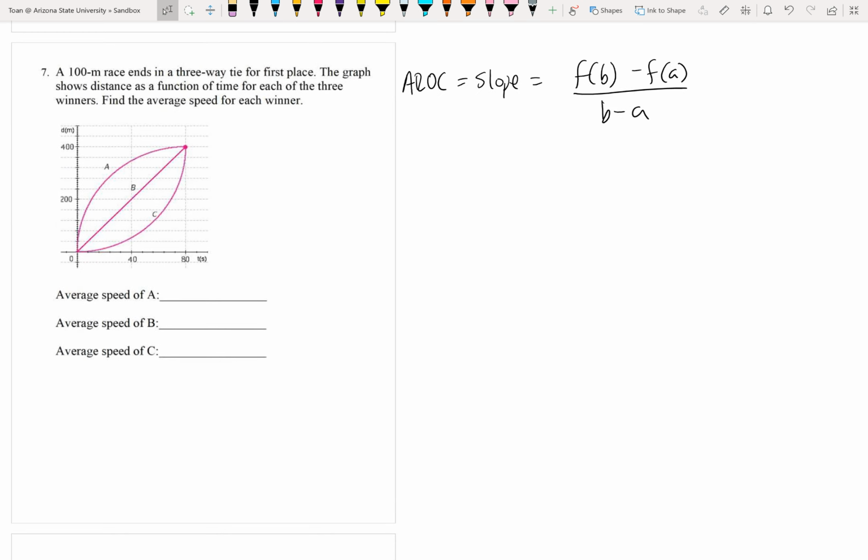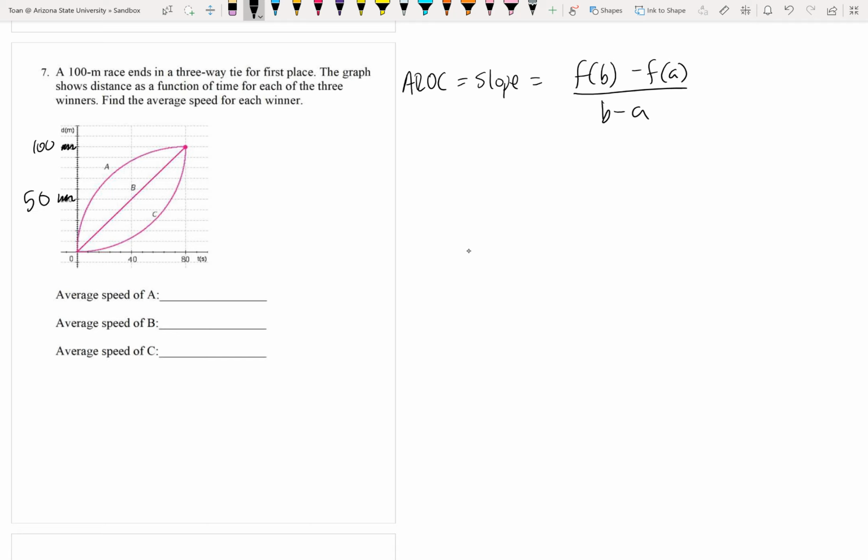Number 7, average rate of change. Hopefully you guys were told of the correction in the picture. The story says it's a 100-meter race, but the graph scaled it by 4. So this should have been 100. This should have been 50, right?